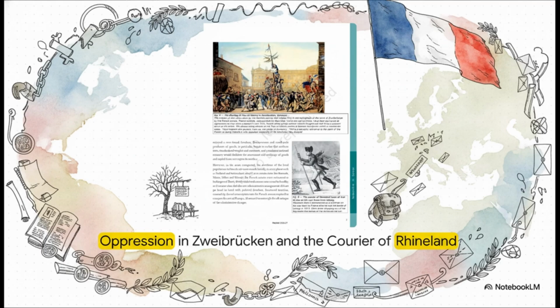Take a look at the top image here. This is a color print by German painter Karl Caspar Fritz, depicting the occupation of Zweibrücken. See those French soldiers in the blue, white, and red? They are definitely not liberating anyone. They're acting like straight-up oppressors.